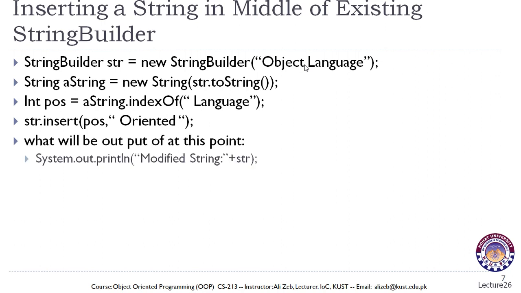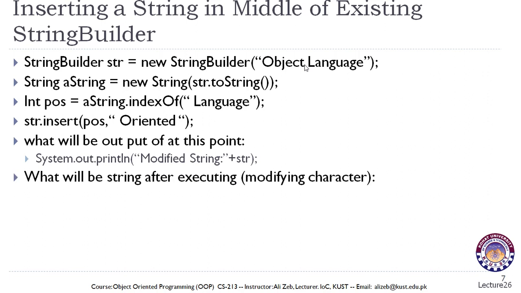So you can try and put this code. What will be the output of the following code, where we are trying to add a string builder object to an existing string, and what will be the string after executing or modifying the character? So for example, if you want to change the character at a certain position in the string.